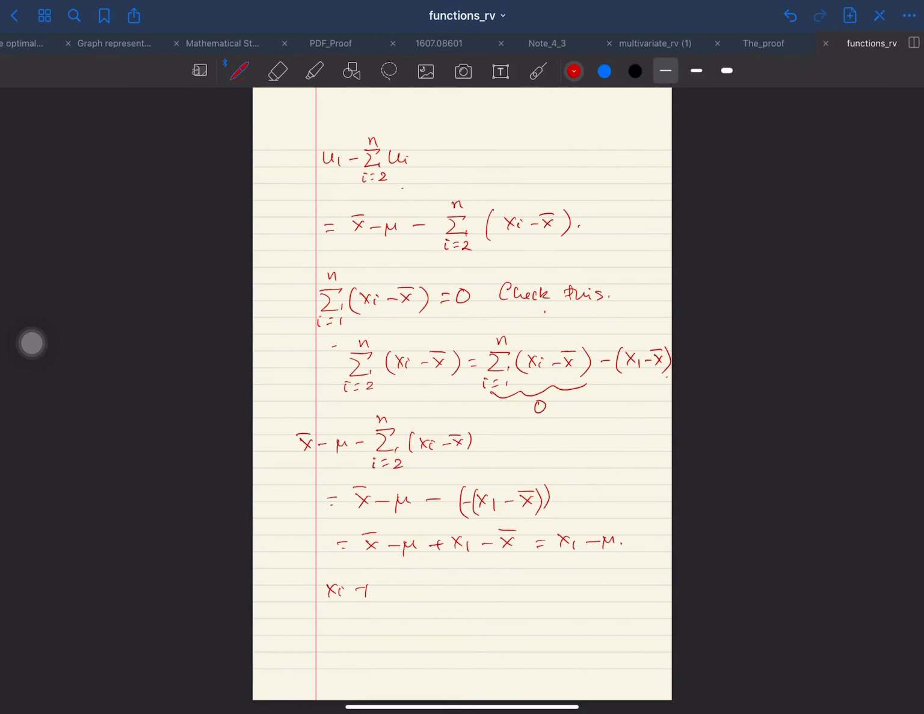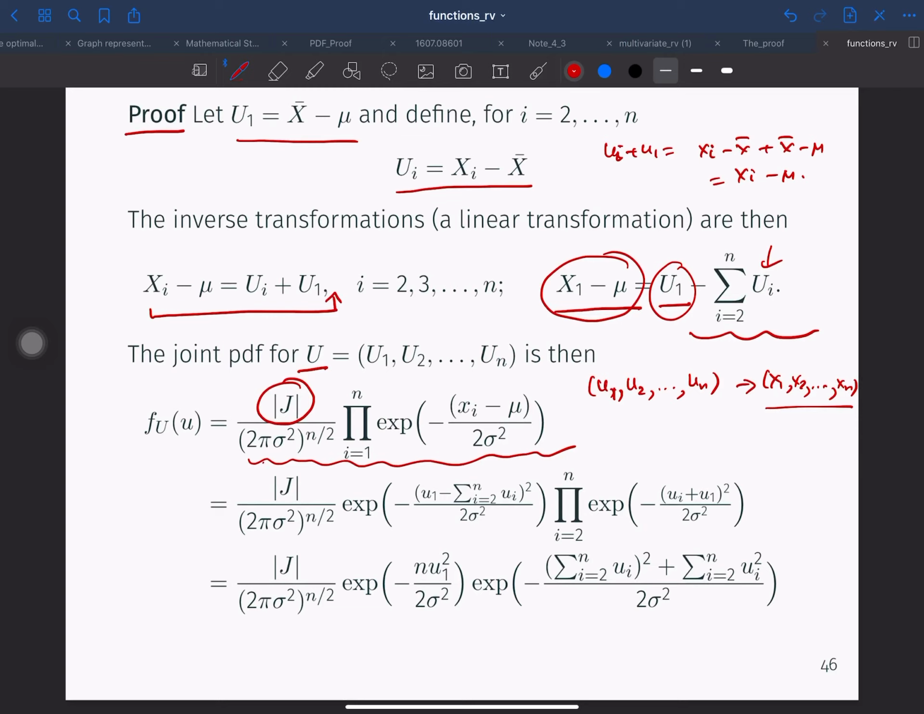Xi minus mu is normal, with mean 0 and variance sigma squared. So it has PDF which is 2 pi sigma squared to the power minus 1/2 times the exponential of minus xi minus mu squared divided by 2 sigma squared. So that is why you have 2 pi sigma squared, as they are independent, raised to the power n over 2, and you take the product of this quantity. So now you may say, what about the Jacobian?